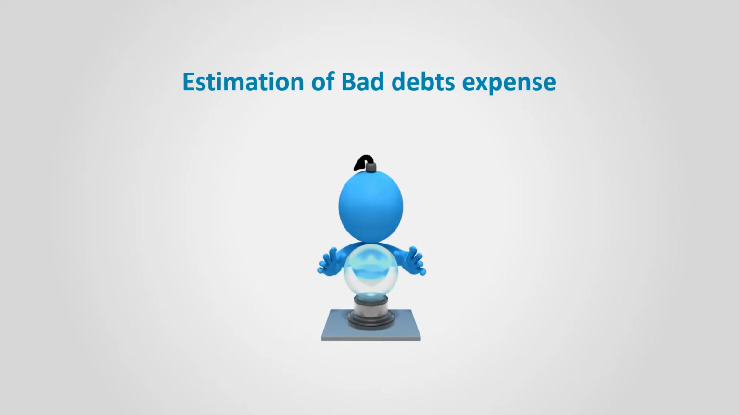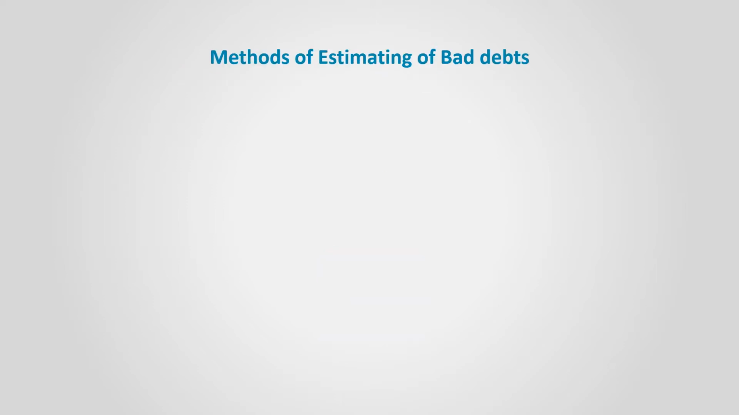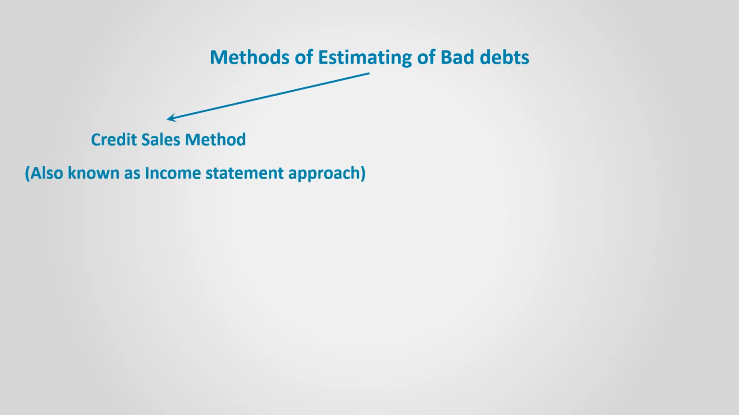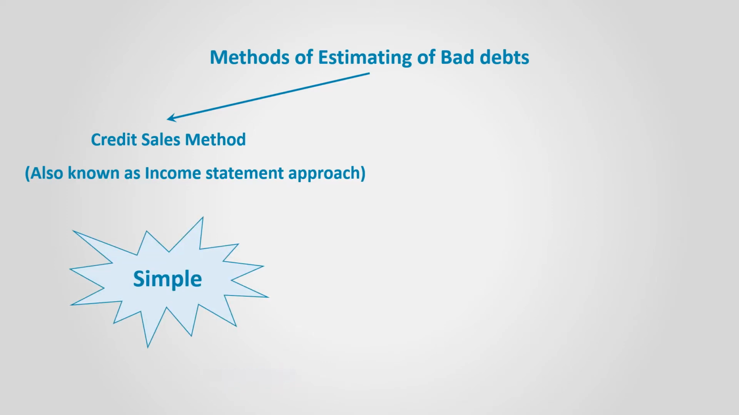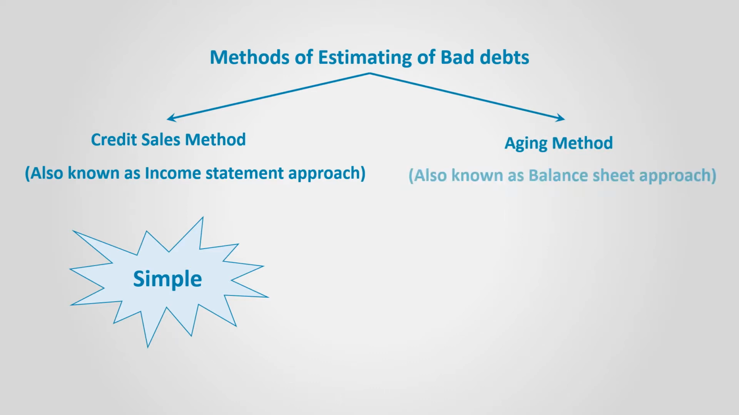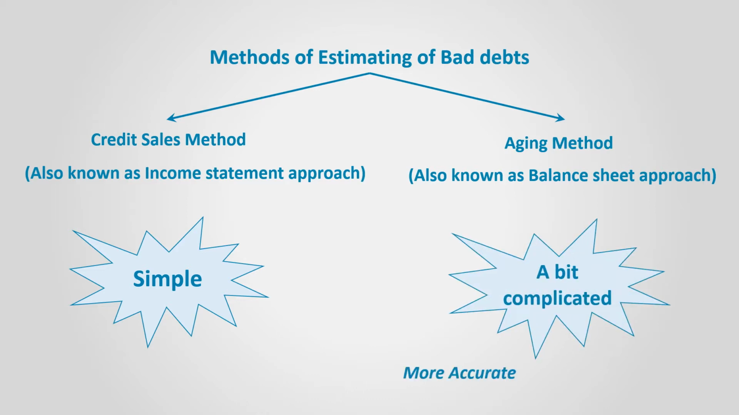Estimating bad debts expense is not like looking into a crystal ball. There are methods that accountants use to estimate it. There are two main methods of estimating bad debts. The credit sales method, also known as the income statement approach, which is pretty simple to calculate but not that precise. The other method is the aging method, which is also known as the balance sheet approach. This method has more complicated calculations, but it is more accurate.